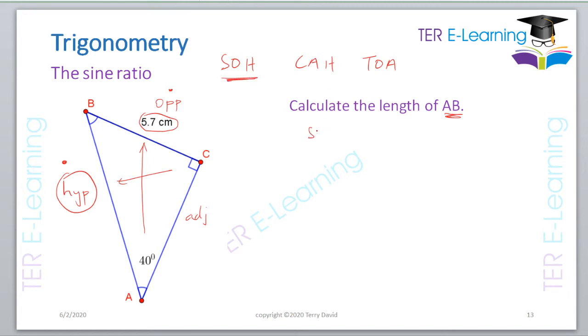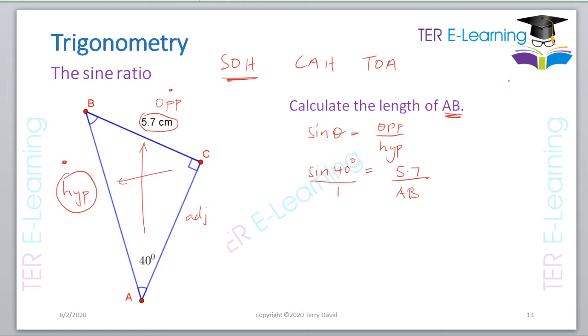So we start off by writing sine theta is equal to opposite over hypotenuse. We know the angle is 40 degrees, so sine 40 degrees is equal to my opposite side, which is 5.7, divided by my hypotenuse, which I don't know what it is, but we know it is AB. So now we're going to put sine 40 over 1. This will allow us to be able to cross multiply.